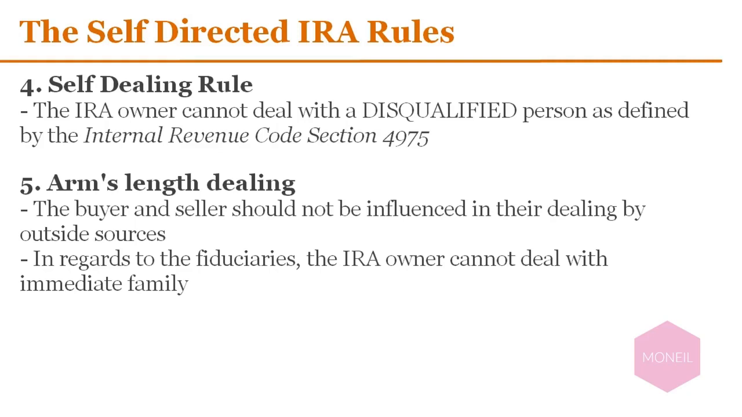Now, disqualified persons, in the case of a self-directed IRA, include you as the IRA owner and the following family members of the IRA owner: the spouse, the parents, the grandparents, the great-grandparents, the children and their spouses, and grandchildren and great-grandchildren and their spouses. Those are the family members that you cannot deal with. So it has to be unrelated, at arm's length.